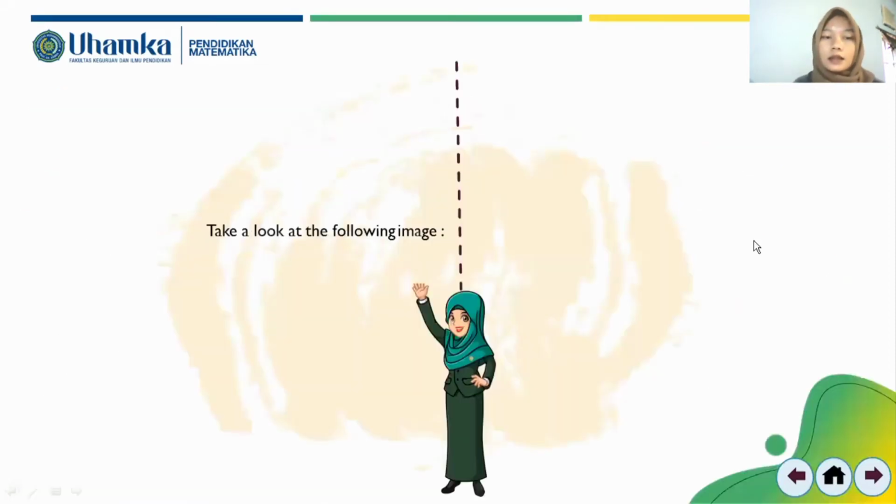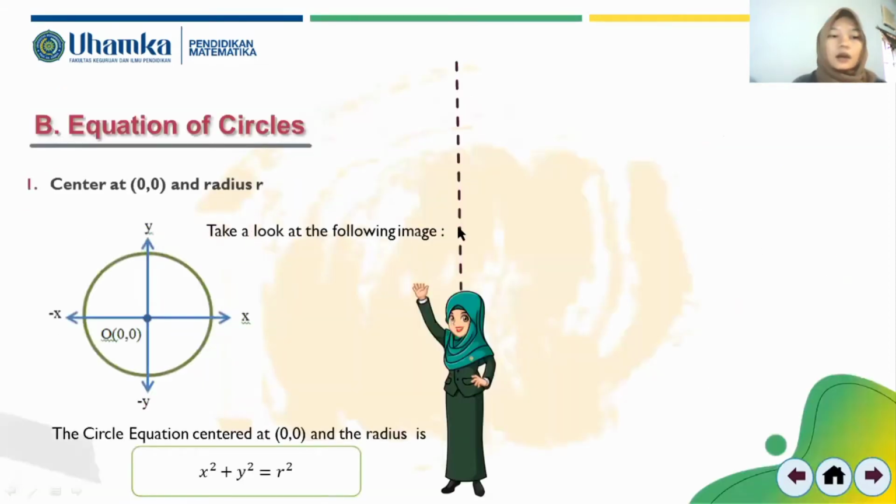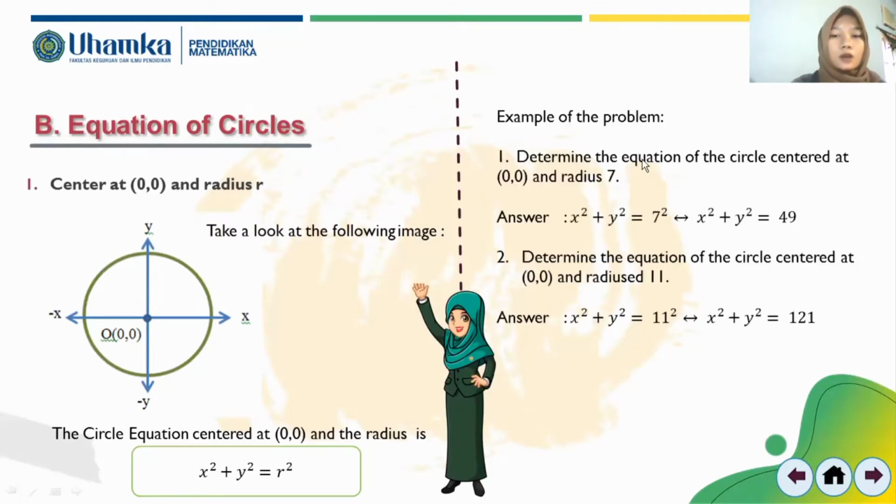The next is the circle equation. For the first equation, center at O(0,0) and radius r. If we take a look at the following image, the circle equation with center at O(0,0) and radius r is x squared plus y squared equals r squared. For an example problem, determine the equation of the circle centered at O(0,0) and radius 7. The answer is x squared plus y squared equals 7 squared, which is x squared plus y squared equals 49.